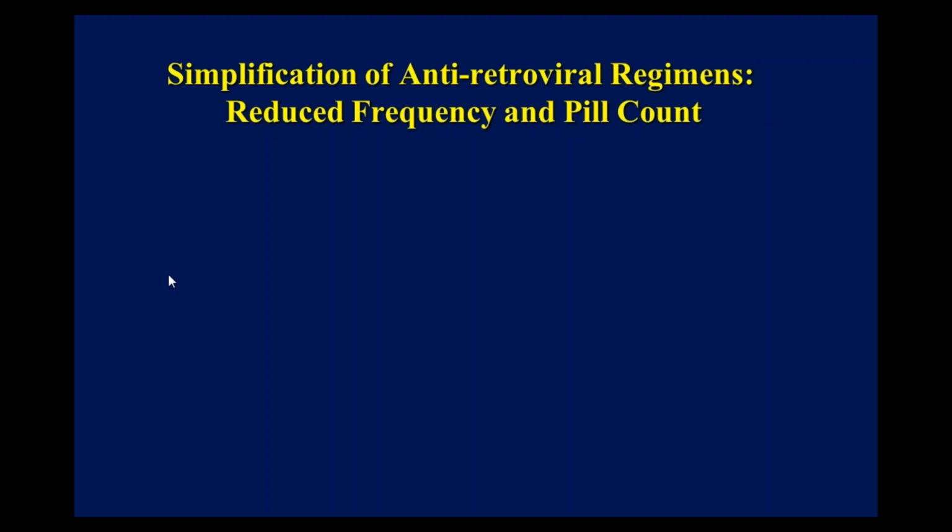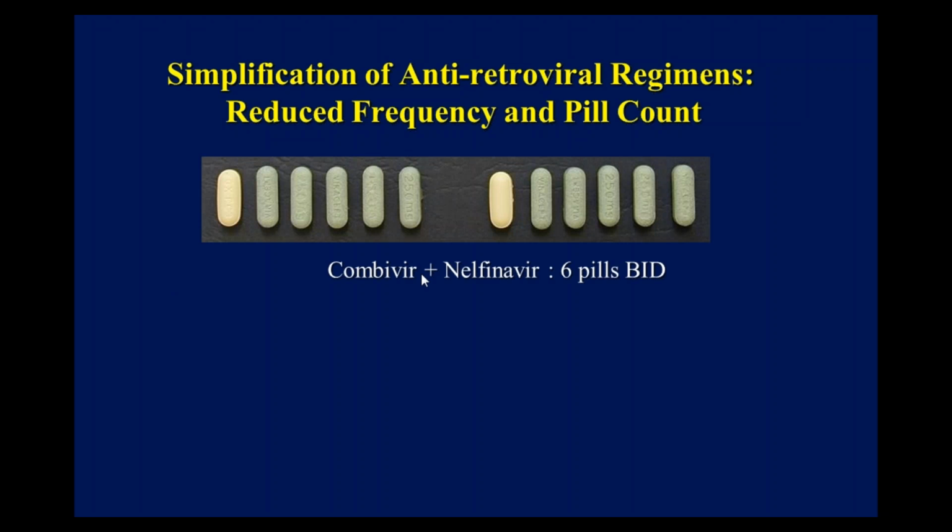Okay, so one of the big things that has come now is simplification of antiretroviral drugs. This used to be a regimen that we'd use all the time. It was Combivir and Nelfinavir. Combivir had AZT and 3TC. Nelfinavir is a protease inhibitor we don't use anymore, and you had to take 6 pills twice a day. We saved a lot of people's lives with this regimen, a lot. And it was one of my favorite regimens for a long period of time. But look, you have to take 6 pills, okay?